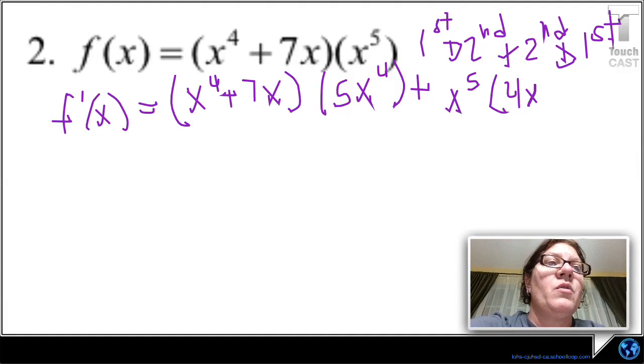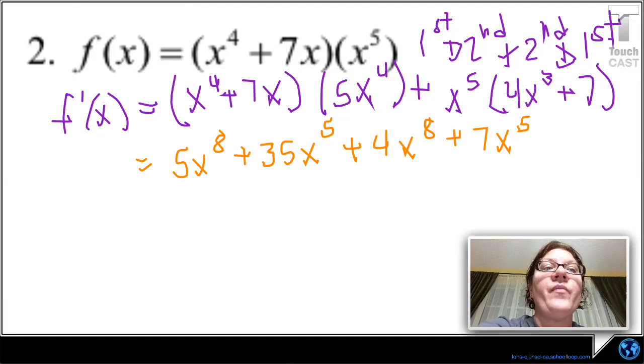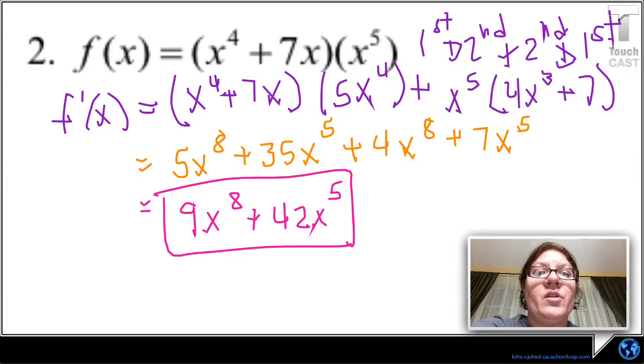and so I'm going to power down inside those parentheses each term. And of course the last one just gives me 7x to the 0, which is just 1. So now I'm going to distribute, and it should look like that. Remember, you're adding your exponents when you're multiplying. And then when I collect like terms, I get 9x to the 8th plus 42x to the 5th. Let's try the next one.